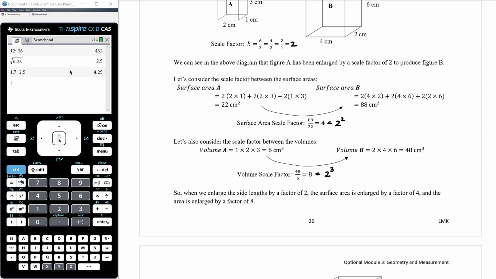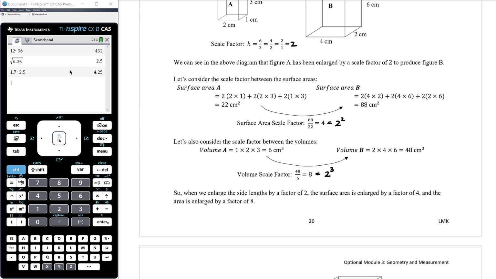Okay, so if you think about it, if the original calculation was 1 by 2 by 3, well, this thing is actually 2 lots of 1 times 2 lots of 2 times 2 lots of 3. So we've essentially multiplied by 2 three times, hence 2 cubed times larger. Okay, 2 times 2 times 2.